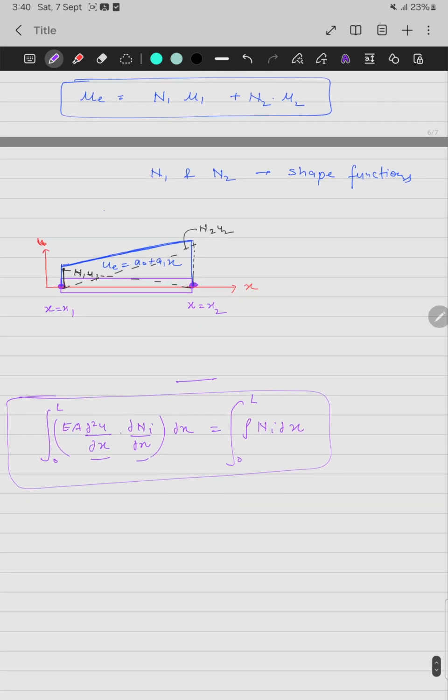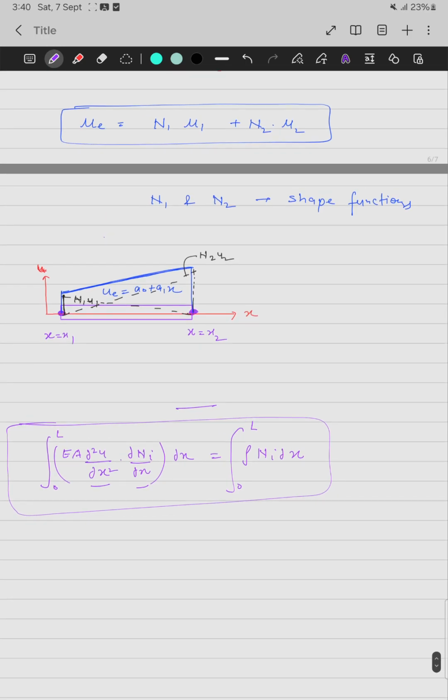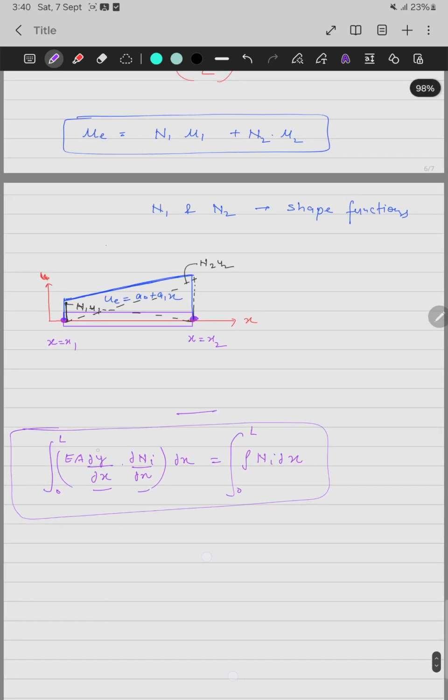So basically we need del 2u by del x 2. Before that, sorry, I think I made a mistake here. Since we have already made it first order, it will be 1 only. So it will be del u.